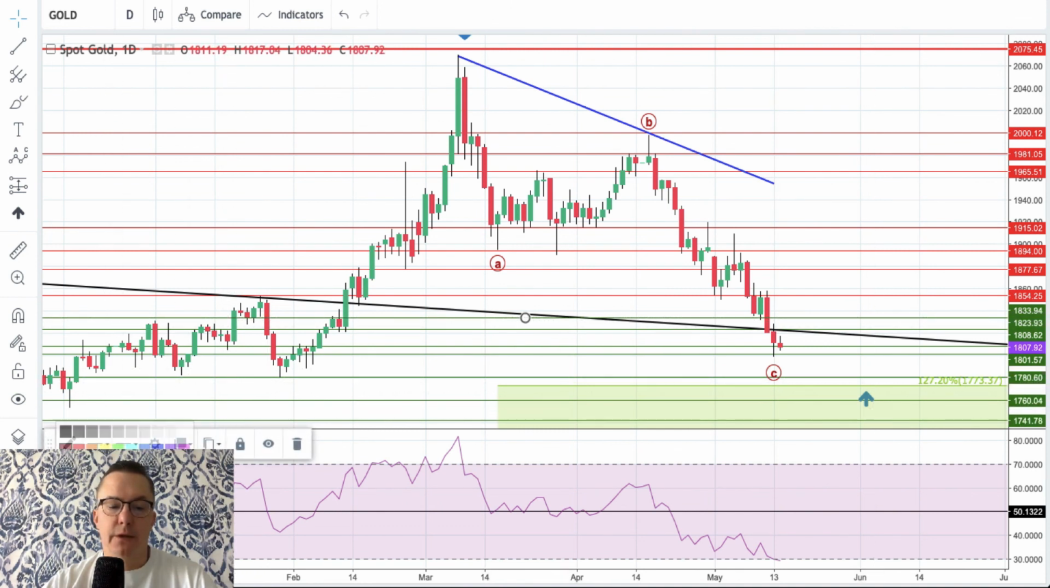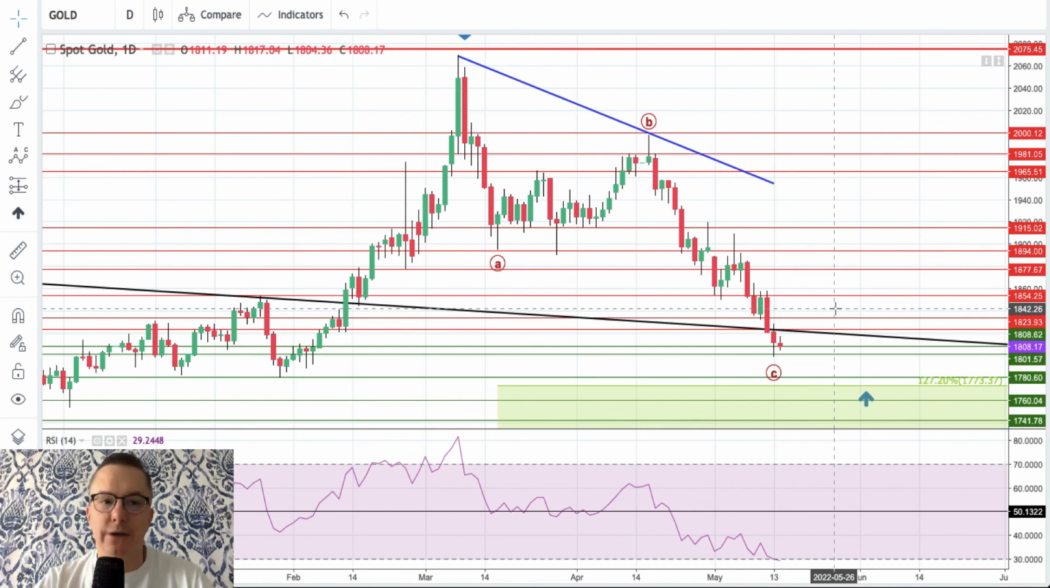Let me just change the colors of the technical resistance: 1833 and 1823, the nearest technical resistance on gold.